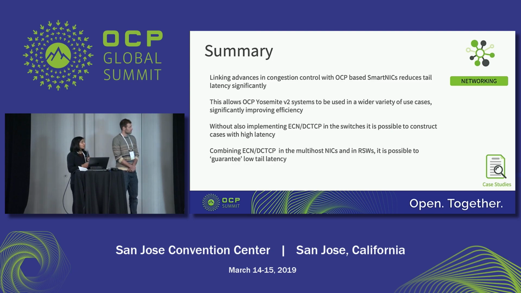But we found that without implementing ECN in the switch, you can still construct cases where you have significant congestion and high tail latencies. So in order to guarantee a low tail latency, you need to have ECN and DCTCP both enabled in the multi-host NIC and in the rack switch.